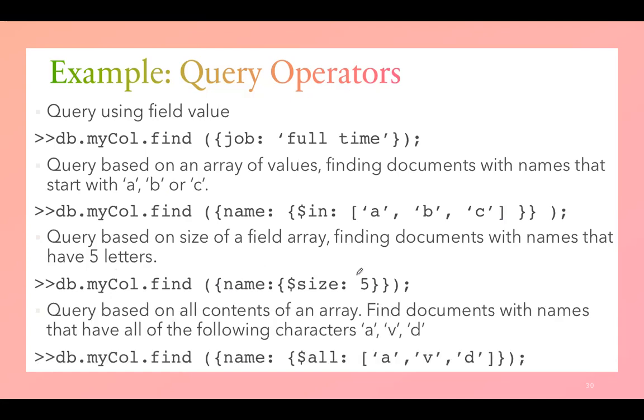Query based on all contents of an array. Find documents with names that have all of the following characters. So that's why I'm using names, colon, ampersand, all.